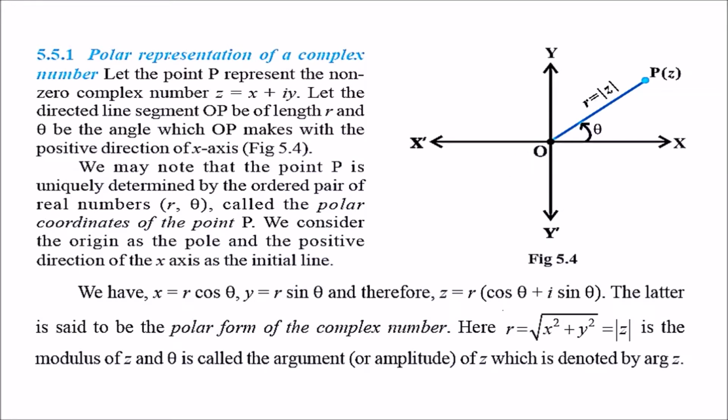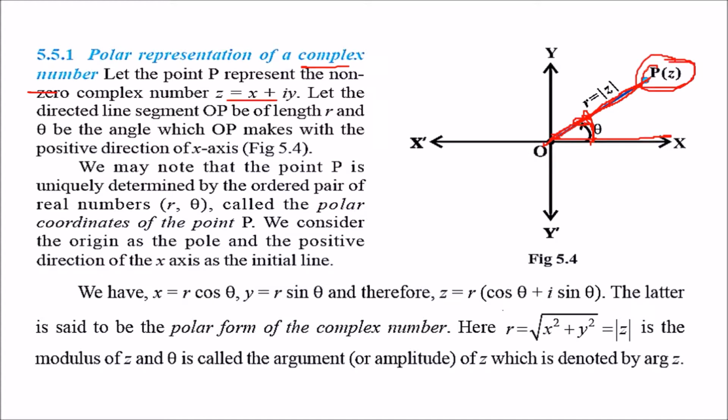And how about the polar representation of a complex number? We have already seen the polar representation in previous classes. Let us see the polar representation of the complex number now. If this is P(z), and this z is nothing but x plus iy, this OP is of length r, and this theta is the angle which OP makes with the positive direction of the x-axis. So this is r, and this is theta. We are talking about this r and theta.